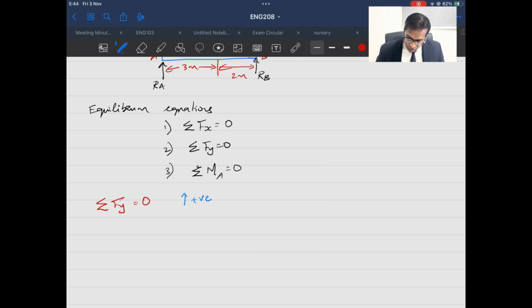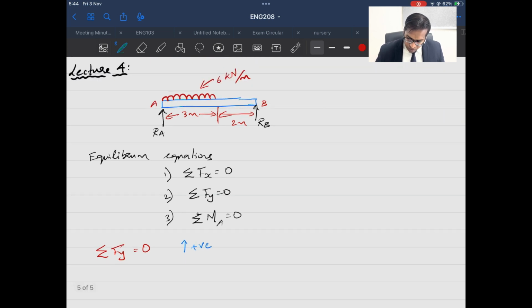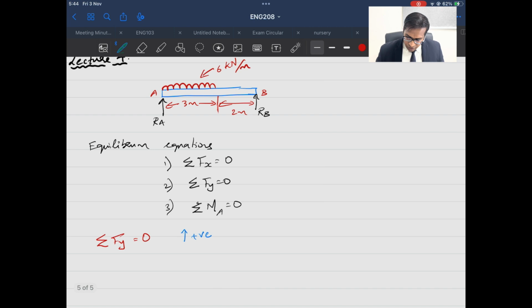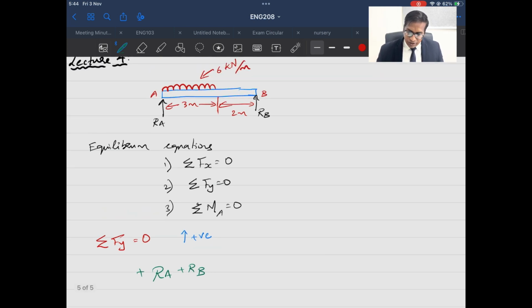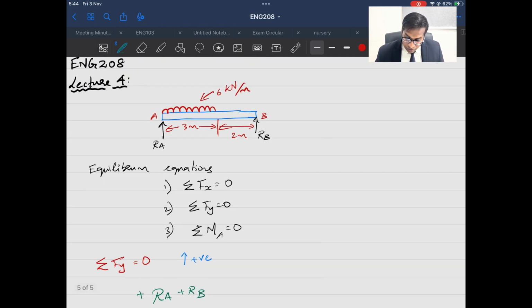Now let me write the equations. So I have three forces now. I have the reaction forces. I will take them as positive because they are acting upwards. And if you closely watch this, as I said earlier, this is in kilonewton per meter. So this is a weight density.